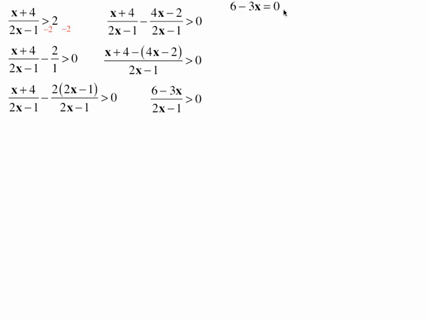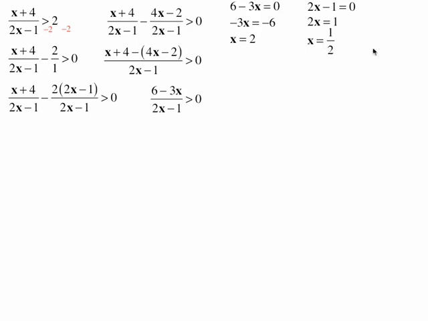So 6 - 3x is equal to 0. So when the top is equal to 0, I'm going to subtract 6 from both sides. So I have negative 3x equals negative 6. Divide both sides by negative 3, so x is equal to 2. All right, and then for the bottom, 2x - 1 equals 0. I'm going to add 1 to both sides, so 2x is equal to 1. Divide both sides by 2. x is equal to 1/2.